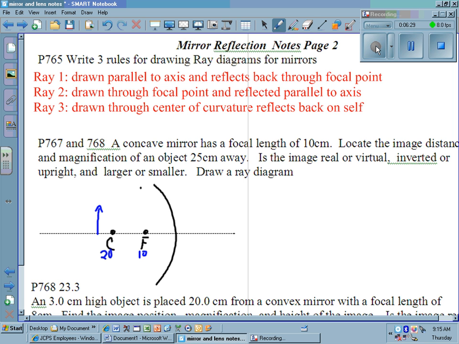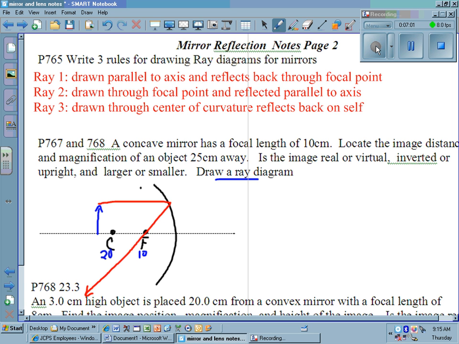It says, first of all, draw the ray diagram. I'm going to do that before I do all the math. So let's just draw the ray diagram. First of all, I'm going to draw a line parallel to the axis, and it reflects back through the focal point. So let's draw the first one in red. It's going to come off of here, go parallel to the axis, and then go right through the focal point and come down here like this. It should be a straight line unlike that. Okay. The next one is going to be drawn through the focal point, so it's going to draw an X just like we did before, and it's going to reflect parallel to the axis.